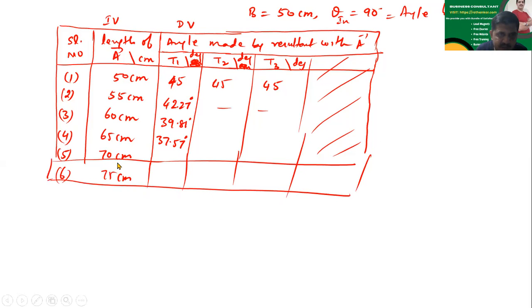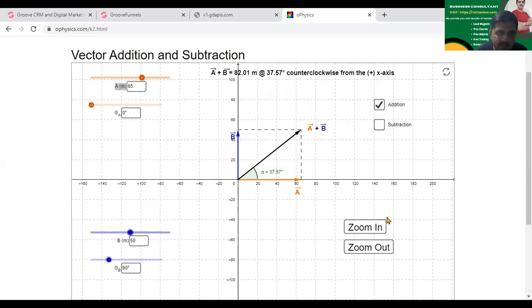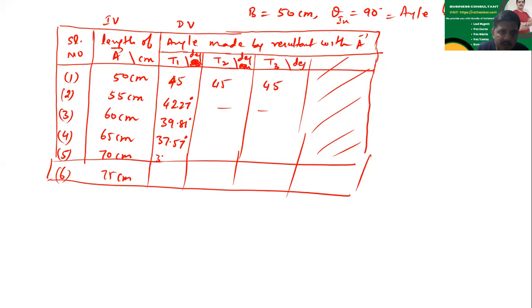Now what we do is 70 centimeters. Let me reshare it once again. Go back to my lab page. 70 centimeters. What should I do? I should change here, 70 centimeters. What did I get? 35.54. See, it is reducing like anything. 35.54. Write it down. Then 75. Finally, one more.